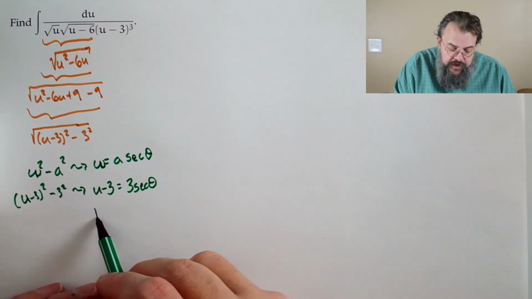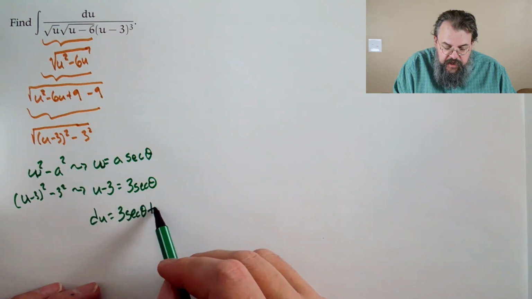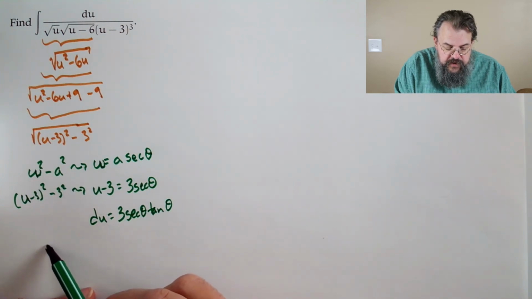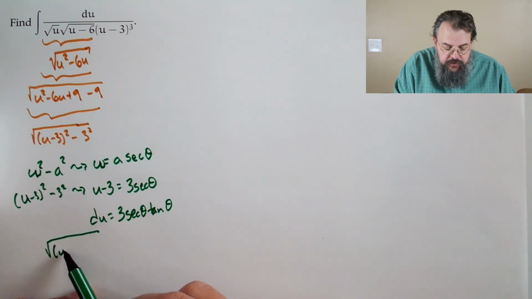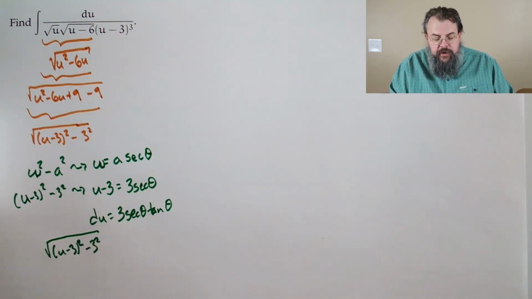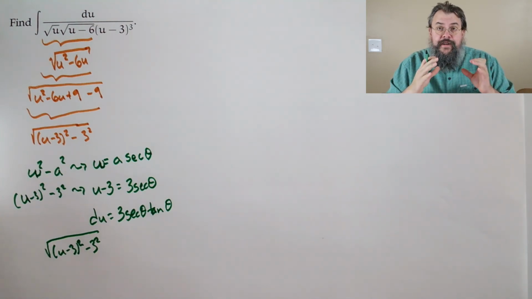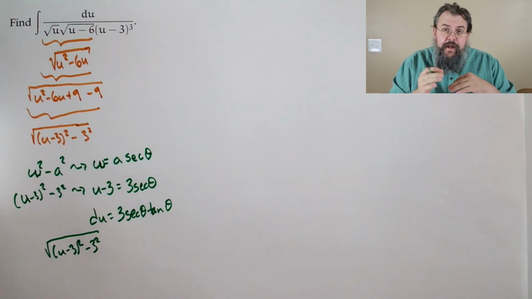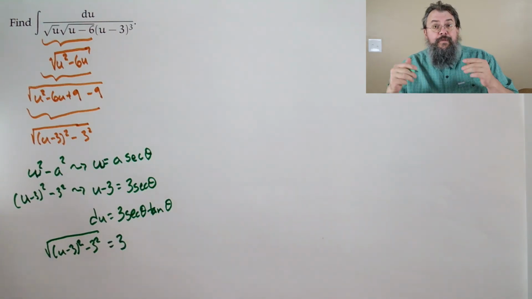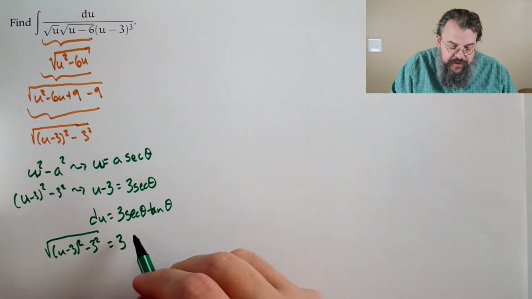Taking the derivative, du, derivative of secant is secant tangent. And of course, this expression, the square root of u minus 3 squared minus 3 squared, well, okay, that becomes 3 secant, all that squared, minus 3 squared. That's pulling out the 3. All right, pull the 3 out. Then we have secant squared minus 1, which is tangent squared. Take the square root, is tangent.